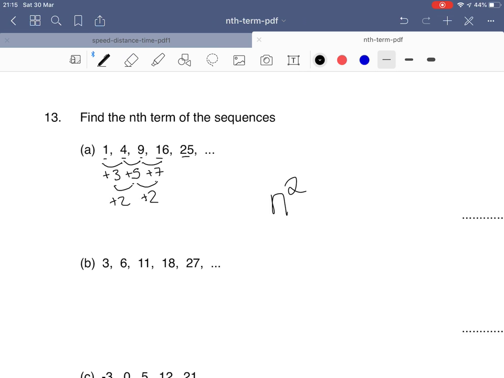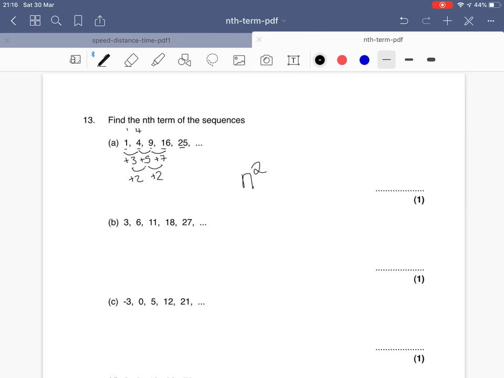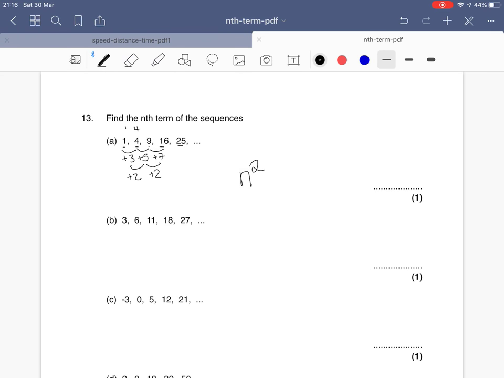So because our square numbers, 1 squared is 1, 2 squared is 4, those are just the square numbers. So this nth term is just going to be n squared.